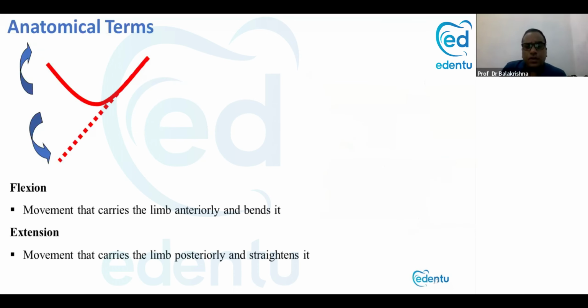Next is flexion and extension. Now see, this is my hand. Whenever I am folding the hand and bending it, it carries the limb anteriorly, and that is called flexion. And extension is when I am putting it forward and it straightens the hand. Whenever it bends, it is called flexion, and whenever it straightens, it is called extension.